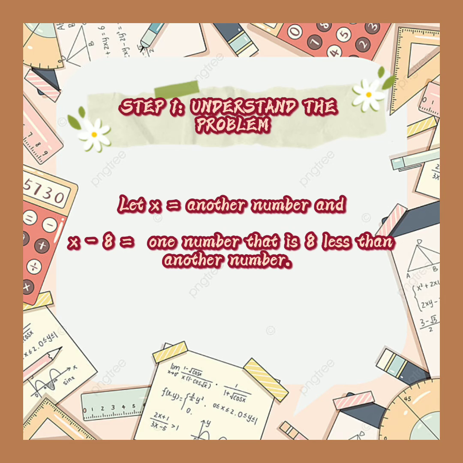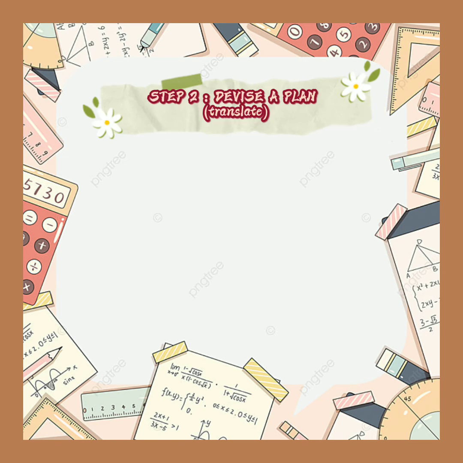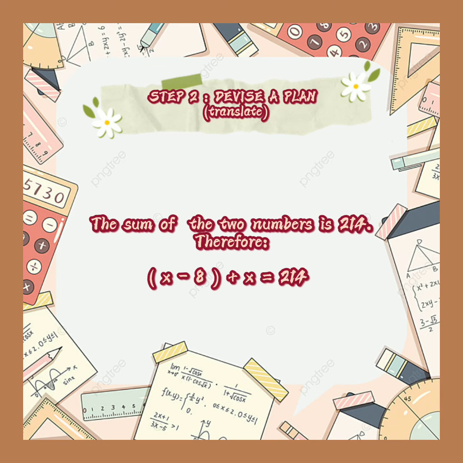Let x equal another number, and x minus 8 equals one number that is 8 less than another number. Next, we will do step 2. Step 2 is to devise a plan. So, ato siyang i-translate. So, the sum of the two numbers is 214. Therefore, x minus 8 plus x equals 214.